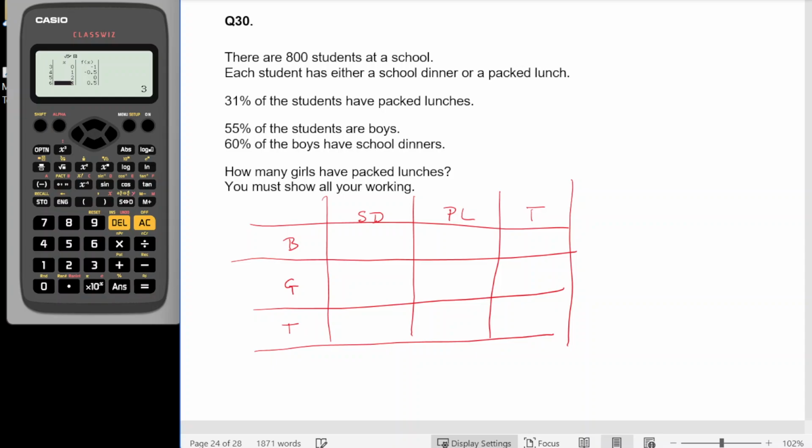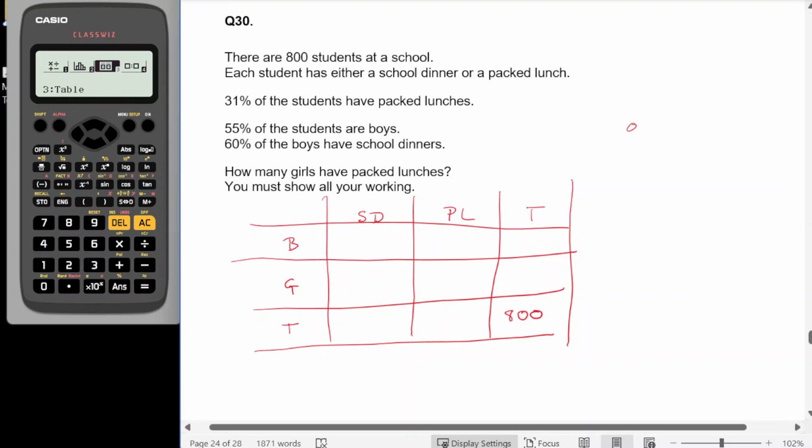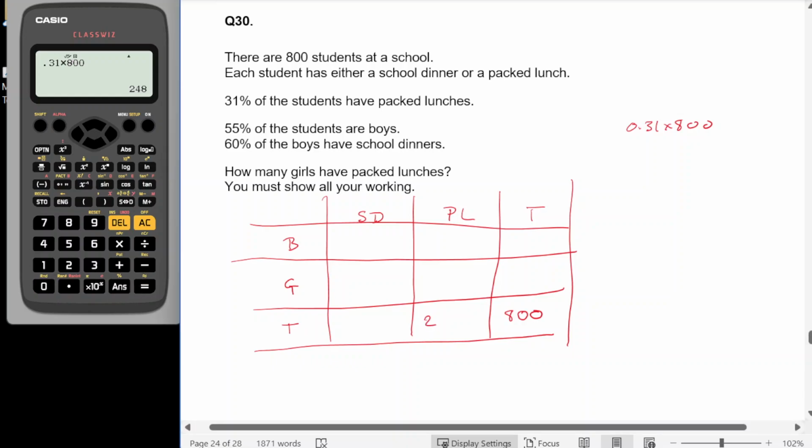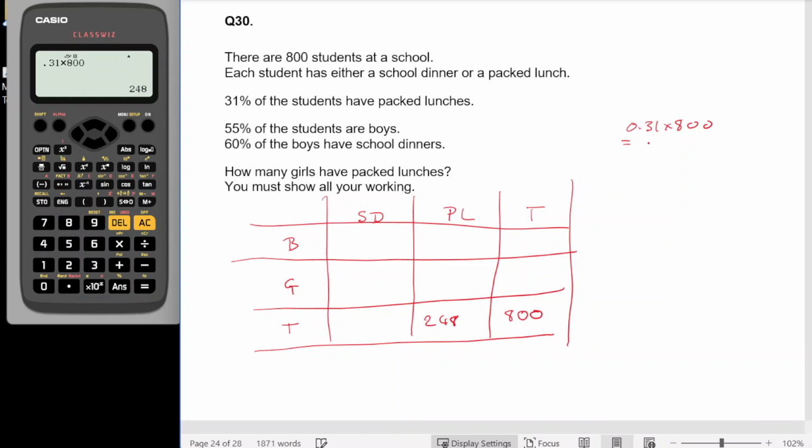So I've got 800 at the school. I've got 31% of the students have a packed lunch. Sorry, 31% of 800. So I'm going to do 0.31 times by 800. So let's go 0.31 times by 800. That means that 248 have packed lunches.